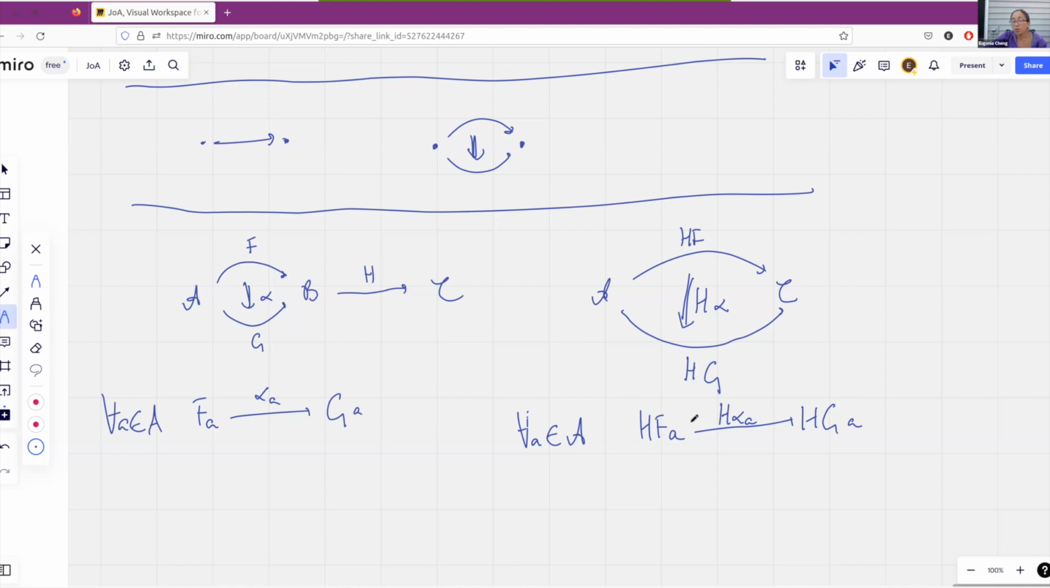Once we've checked that this is natural, this is a natural transformation that has just popped out from this information. And so that is how we can compose a functor with a natural transformation.